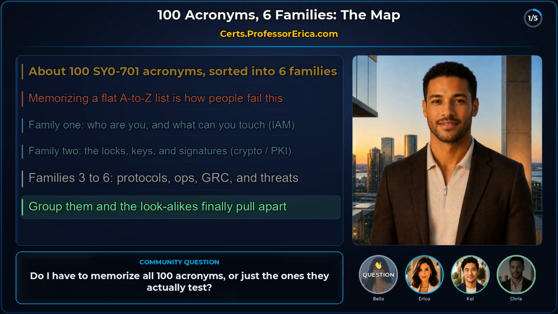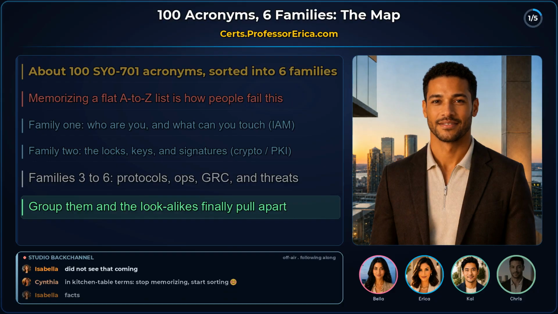Honest answer, you learn the family so every term has a home, and you drill hard on the dozen confusable pairs, because that is where the points actually move. Coming up, the 4-letter terms that are mirror images of each other, the crypto names people swap without noticing, and the one engineering fight even the pros argue over. We open with Family 1, the login family.